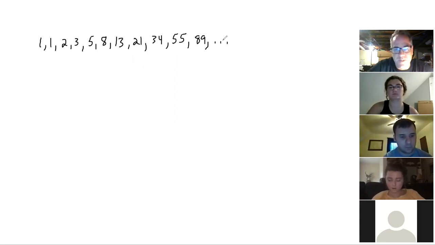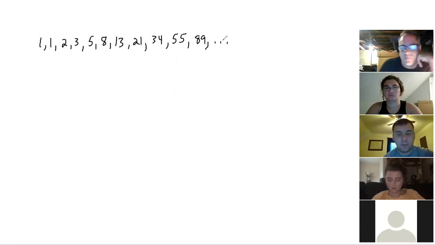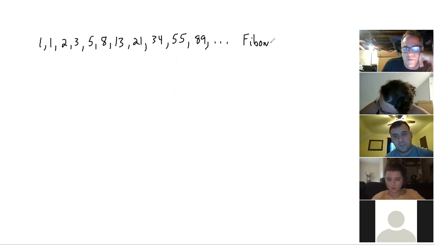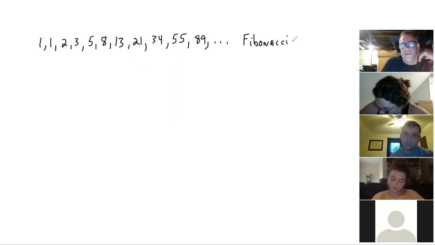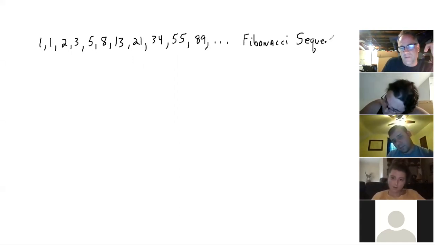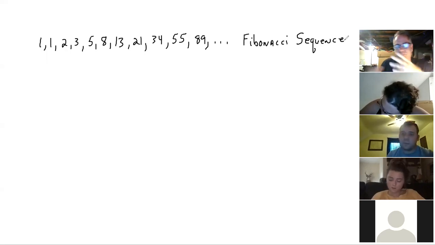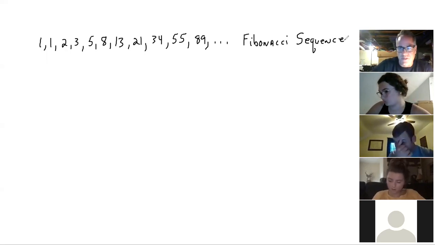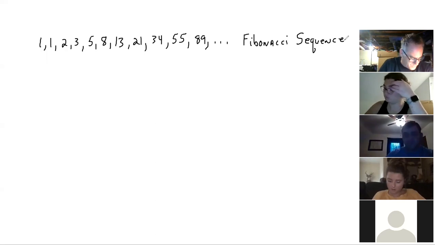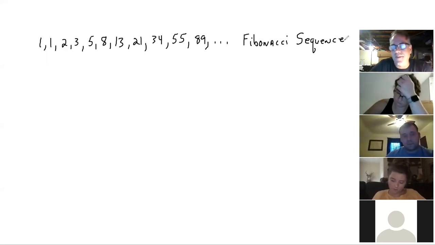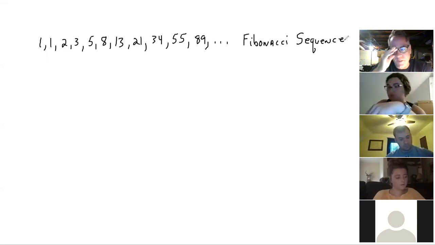What is the name of this sequence? Fibonacci. It is Fibonacci. And when we talked about it briefly at the beginning of the semester, I said it applied itself to literally thousands of things, both in the natural physical world as well as all kinds of man-made things.